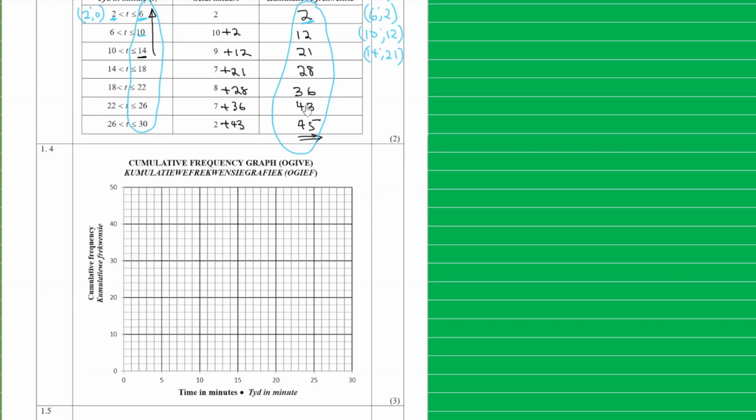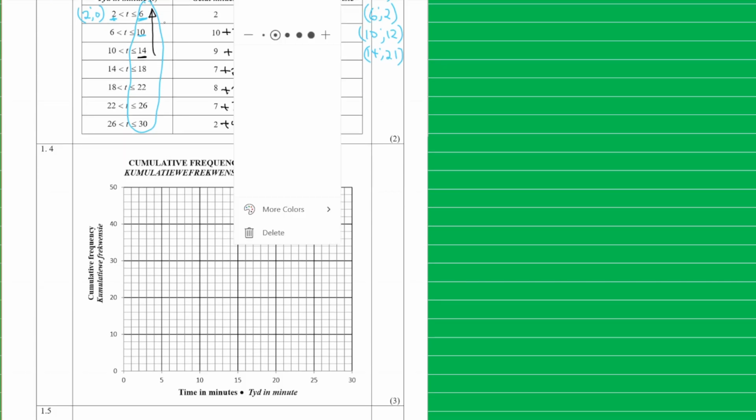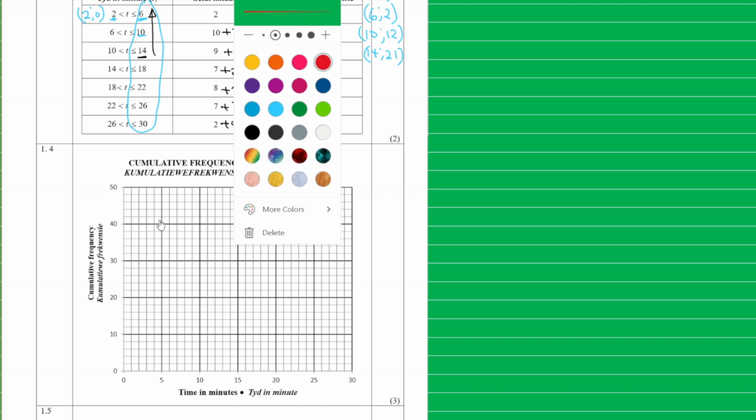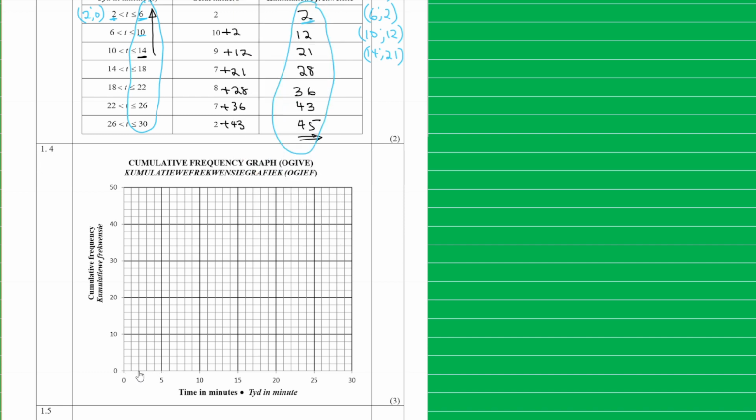Okay, so let's do that here. So what do we have? 2, 0. So 2, 0 means at 2 I'm going to connect to a 0. So this is 5 divisions, and each one is giving us 5, so a 2 is here, so I'll plot there. So that is 2, 0. Okay, you connect with the x-axis, and then the next data point is 6 and a 2.